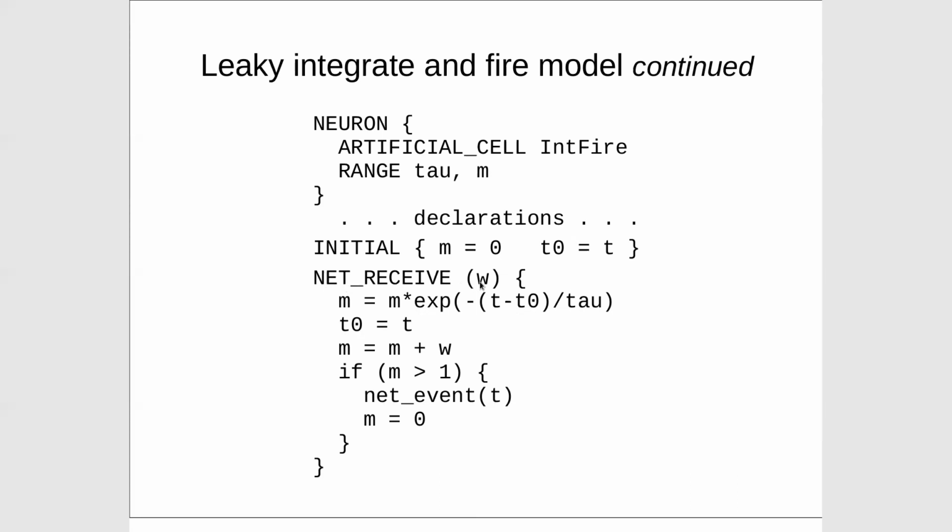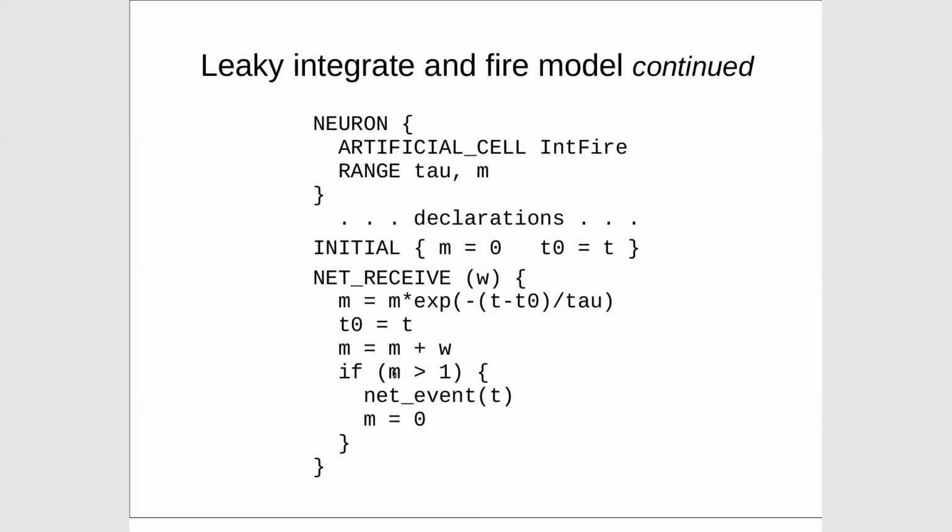It receives an event with a weight W at a particular time. First thing that happens is it calculates the value of M at the current time based on what it had been in the past and the amount of time that has elapsed since it was last activated. Then it updates the time of the most recent activation, and then it calculates the value of M after the perturbation is added. So we add the weight associated with this event to M.